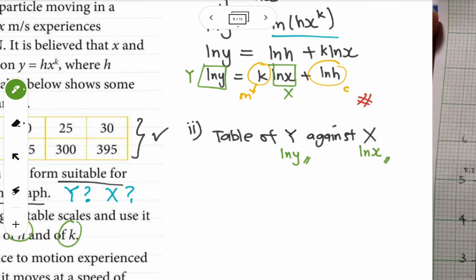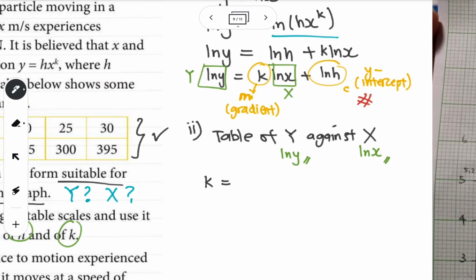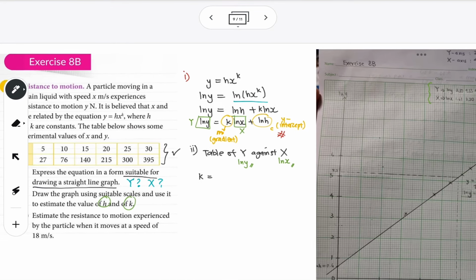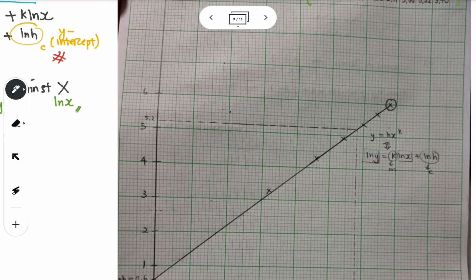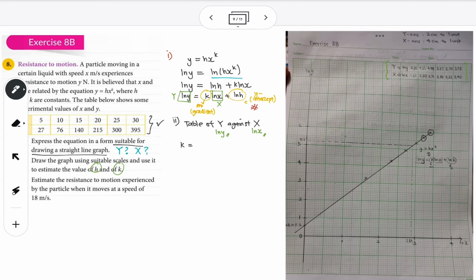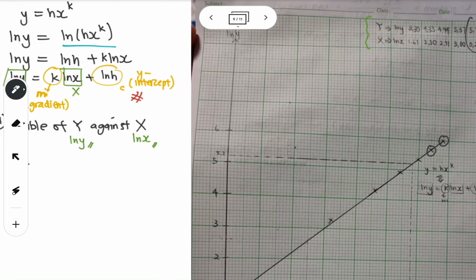What is h and what is k? Well, k is obviously my gradient. Gradient is m. And take note that ln h is my c. So my ln h is actually the y-intercept. I think it's easy to find what is k. k is my gradient, so I can just use any two of the points that match. If we look at this point and this point, this will tally with my last two. So you just use any of the 2 points to help you calculate.